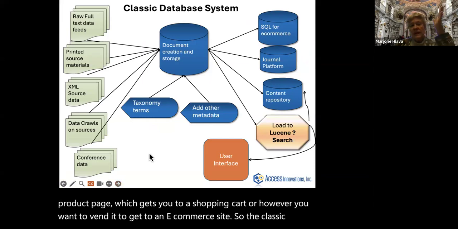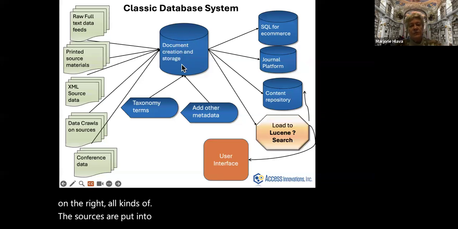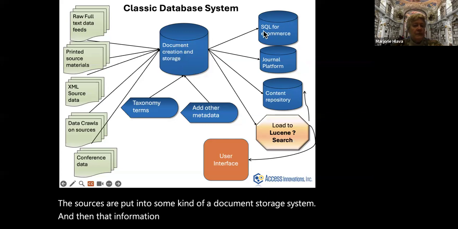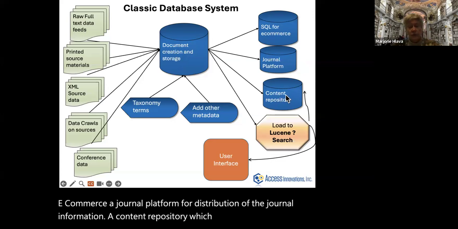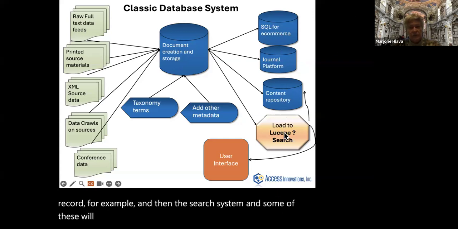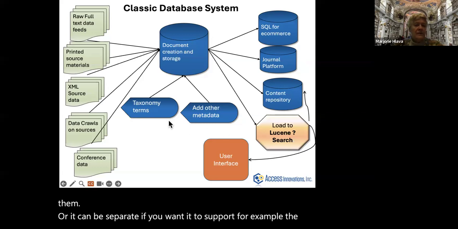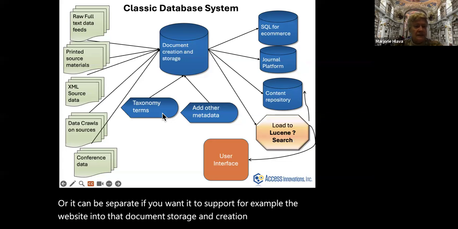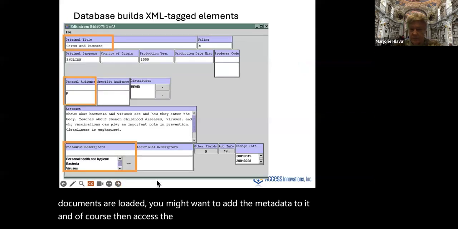So the classic database system is then going to have all that stuff that's in green on the right, all kinds of whatever the sources are, put into some kind of a document storage system. And then that information is moved to maybe an SQL database to support e-commerce, a journal platform for distribution of the journal information, a content repository, which may hold the article of record, for example, and then the search system. And some of these repositories will have a search system underneath them, or it can be separate if you want it to support, for example, the website. Into that document storage and creation system, once the documents are loaded, you might want to add the metadata to it. And of course, then access the information through the website.